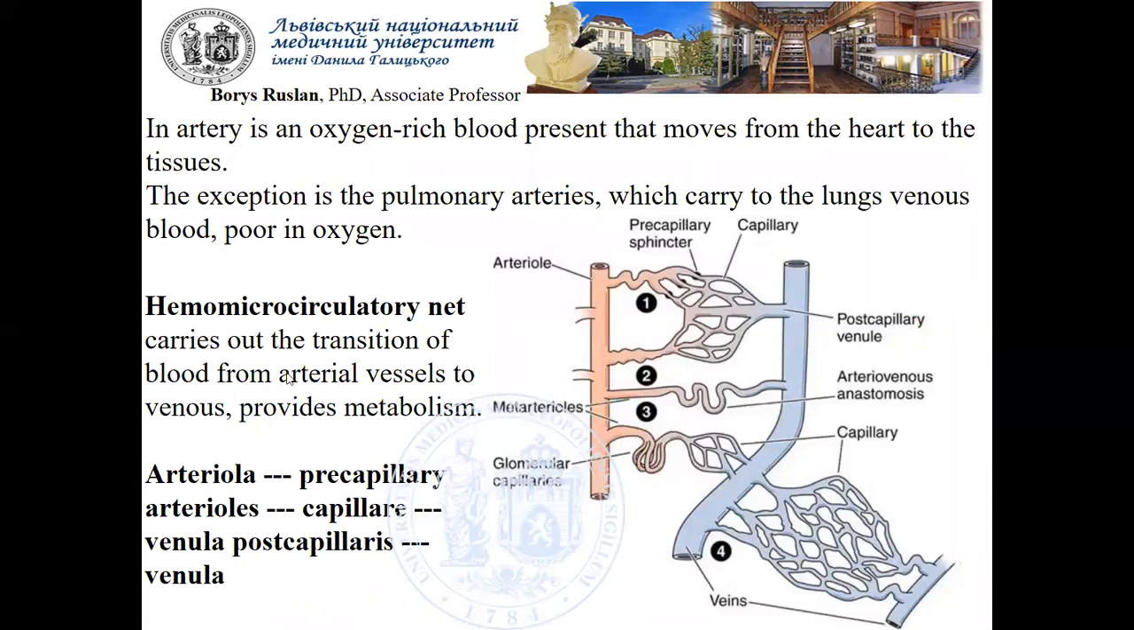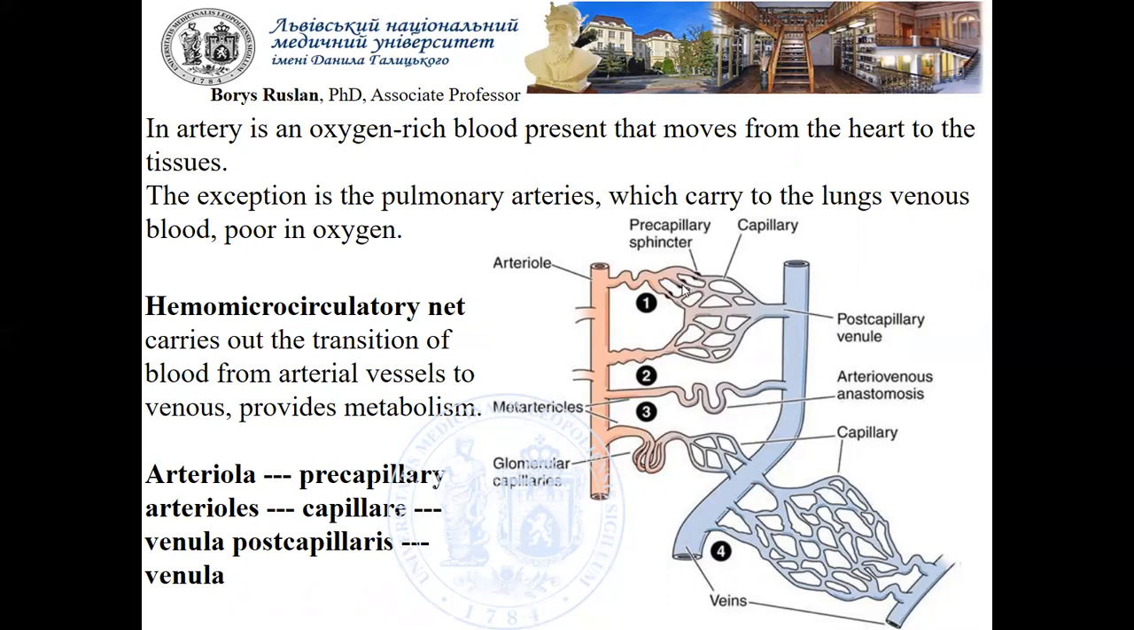What about the hemocapillary network? What is it? It carries out the transition of blood from the arterial vessels to the venous, and provides metabolism. Here you can see the arteriola, precapillary arterioles, capillaries, postcapillary venula, and venula. You can see arteriola, precapillary arterioles, capillaries, right? Postcapillary venula and venula here.